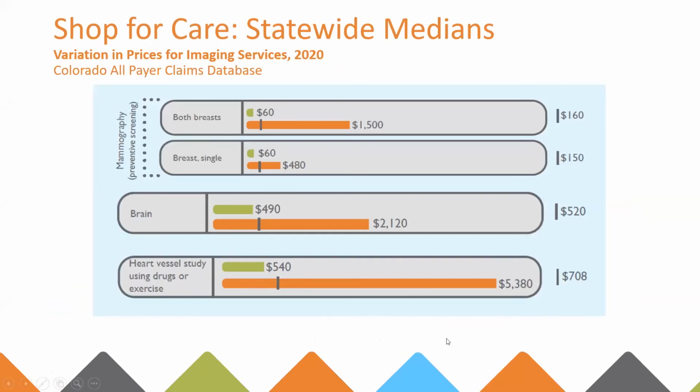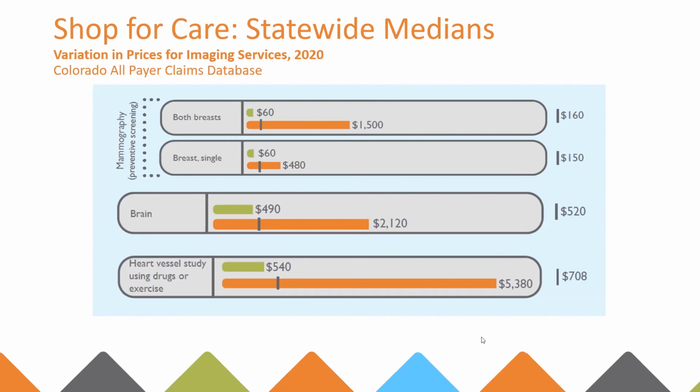Okay, just some highlights from the prices that we found. If you look at this graph, the little numbers on the right, the first two figures represent mammography, different types of exams for mammography. One is for both breasts, and one is for a single breast. 160 is the typical price for both breasts. And the range you can see is huge. It goes from $60 to $1,500. And the single breast goes from $60 to $480.